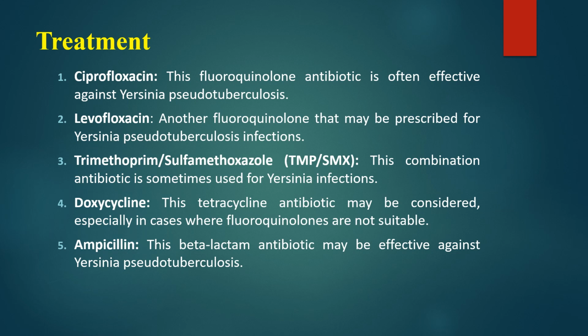Treatment for Yersinia pseudotuberculosis infections: ciprofloxacin, levofloxacin, trimethoprim-sulfamethoxazole, doxycycline, ampicillin. Sometimes ampicillin may be effective against Yersinia pseudotuberculosis.